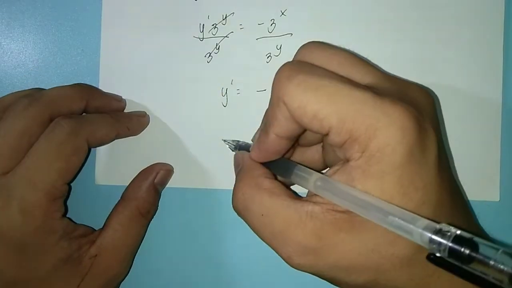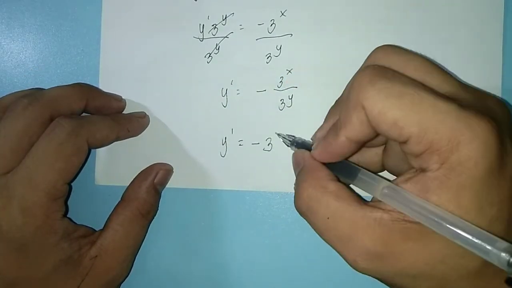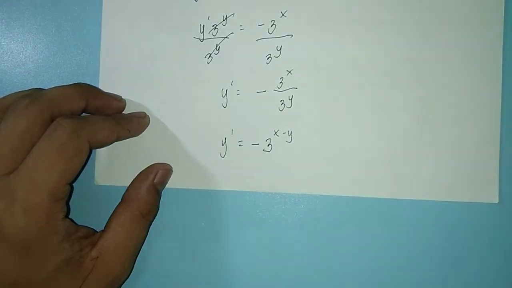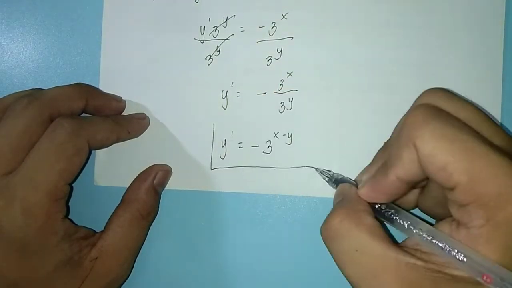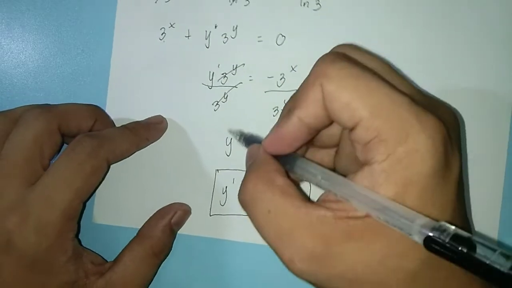Or pwede naman y prime equals negative 3 raised to, i-minus na lang natin yung exponent, so 3 raised to x minus y. So pwede na yan. Okay, so pwede na rin to. Kahit ito yung gawin yung final answer.